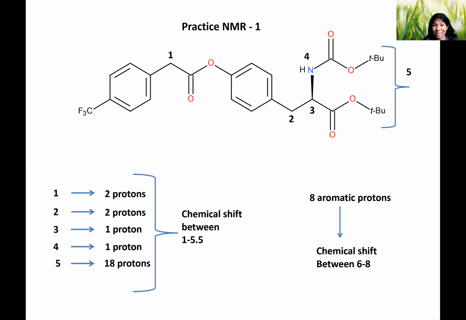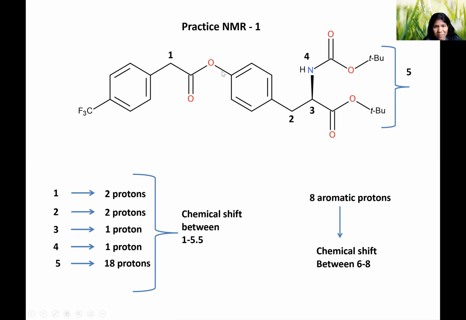As I have already discussed, when we get any chemical structure and we try to analyze its proton NMR, we mainly look at two types of protons: the aliphatic protons and the aromatic protons. The aliphatic protons have chemical shift between 1 to 5.5, and the aromatic protons have chemical shift between 6 to 8. So in this structure, let's figure out how many different types of aliphatic protons there are.